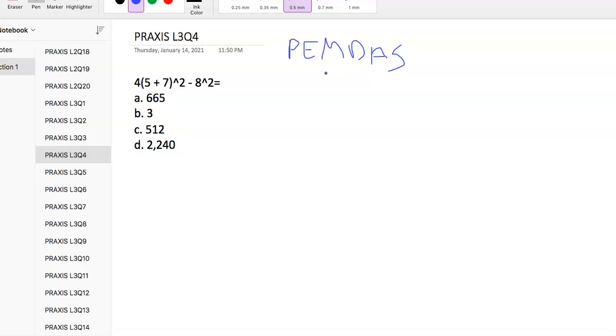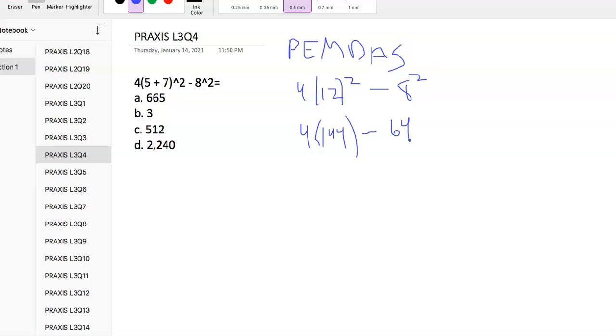Okay, so let's do this. First thing was parentheses. In that parentheses, we can see 5 plus 7, and 5 plus 7 is 12. Then just carry the rest of the stuff out. Okay, the parentheses are done. The next thing we would do is exponents. So we carry that 4 down there. 12 squared is 12 times 12, which is 144. Minus another exponent, 8 squared, and 8 squared is 64.